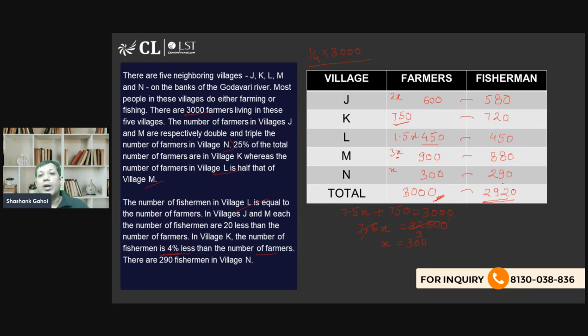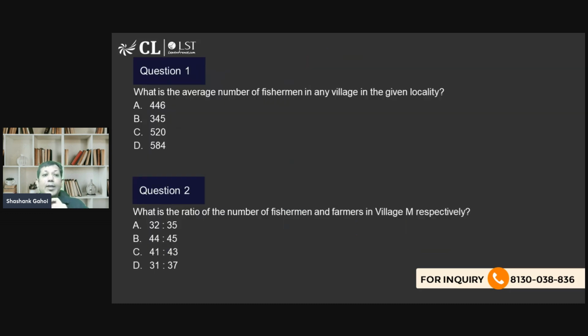Now what is our job? Our job is to move towards the questions and see what are the questions and get the answers accordingly. Now the first question is asking what is the average number of fishermen in the village. So basically we have 2920 fishermen. The number of localities are 5. So this comes out to be 584, so my answer comes out to be option D.